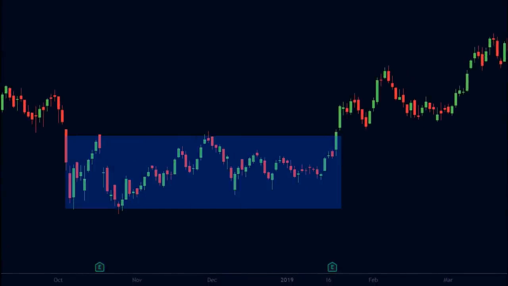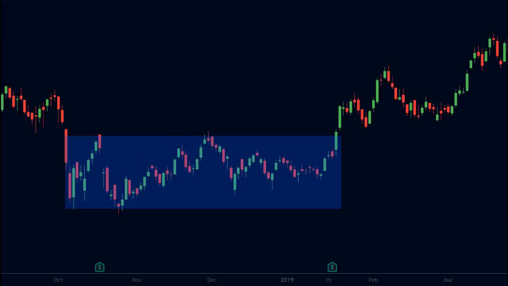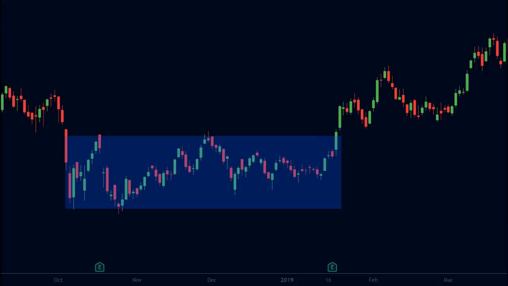Whenever the market is in a sideways range, we can assume there is a war between buyers and sellers. After some time, one of them will win the war and drive the price. Our job as a breakout trader is to follow the side of the winner.